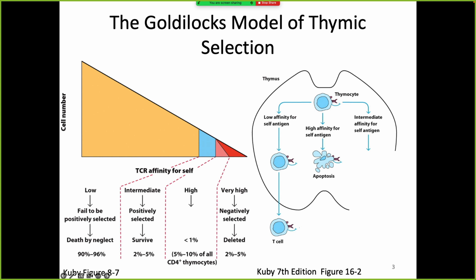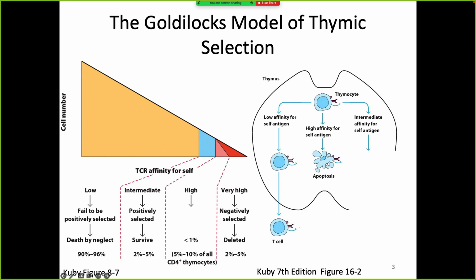If you're a lot self-reactive, you're going to get negatively selected and die. But the only thing you had to get a signal from in the thymus is self-antigen. So every single T cell that develops is a little bit self-reactive. The idea is that maybe a little bit reactive, you get a tiny amount of signal from self, but maybe you'll get a lot more signal from a foreign peptide, right?